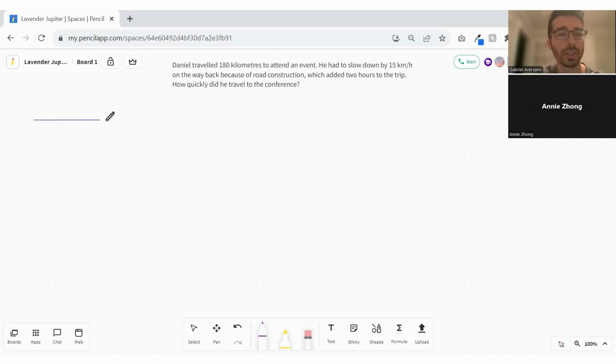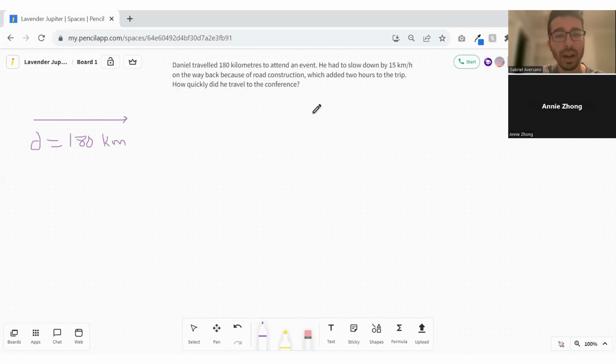So Daniel's traveling to an event. We know that the distance is equal to 180 kilometers. Because it's a word problem, we'll try to keep track of our units a little more carefully. 180 kilometers. But that's all the information we know on the way there, right?